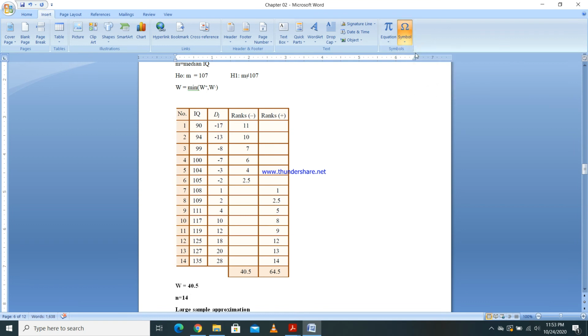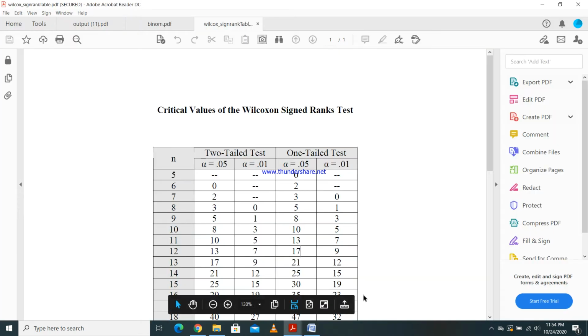Our alpha value is equal to 0.05, right? So now we can read the table value from the table. So let's look at the table. Okay, so our sample size is 14, and we are doing a two-tailed test. So you can take the two-tailed test columns, and then alpha value is 0.05. So as for that, our table value is 21, right?